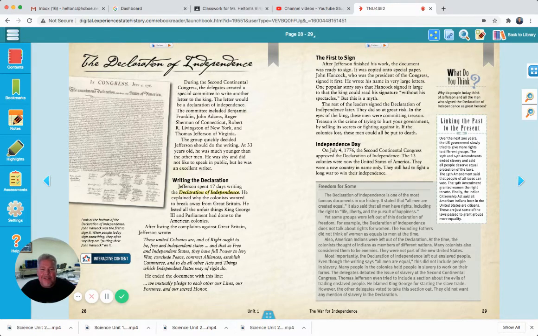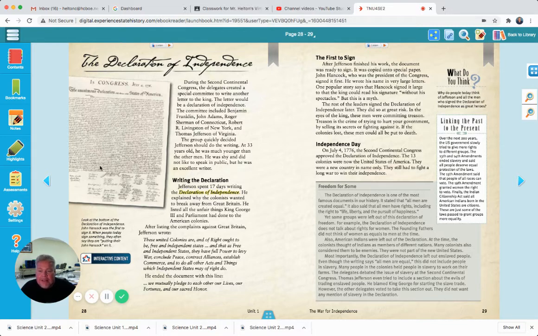The rest of the leaders signed the Declaration of Independence later. They did so at great risk. In the eyes of the king, these men were committing treason. Treason is the crime of trying to hurt your own government by selling its secrets or fighting against it. If the colonies lost, these men could all be put to death.